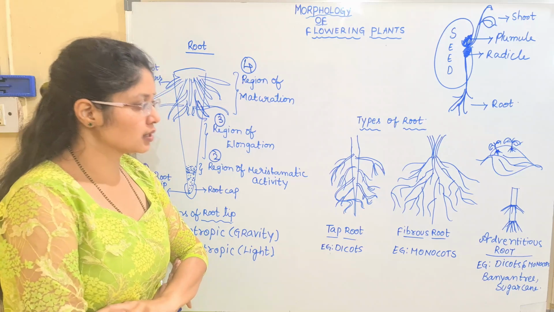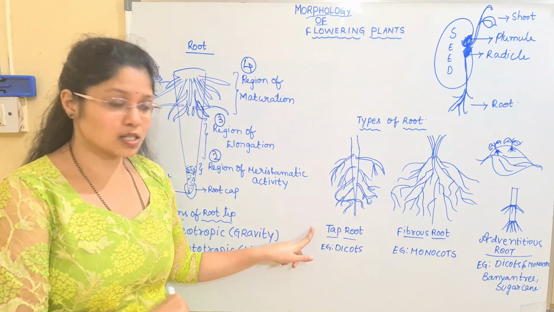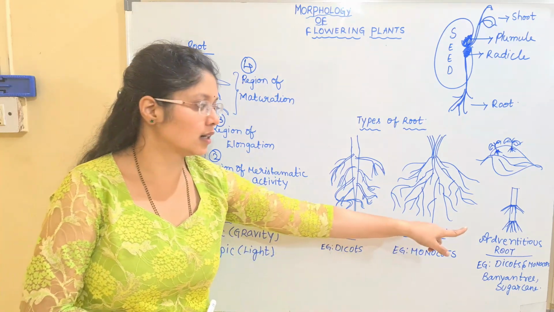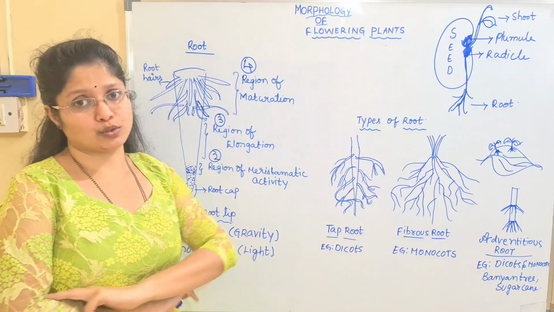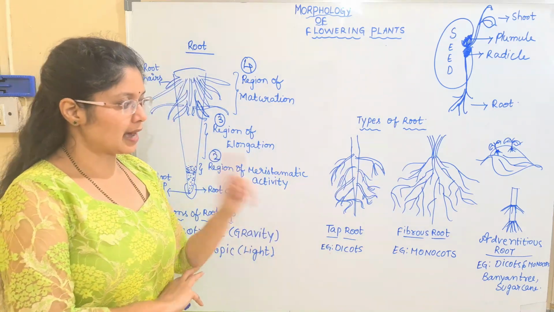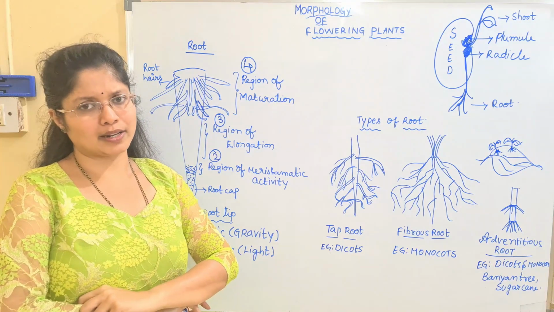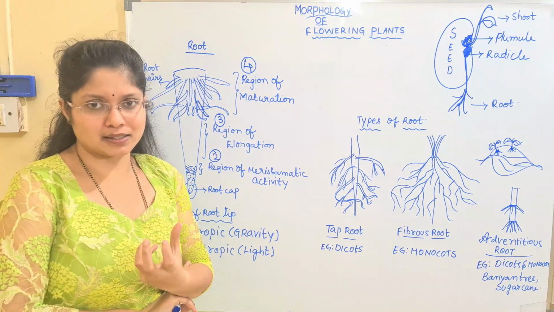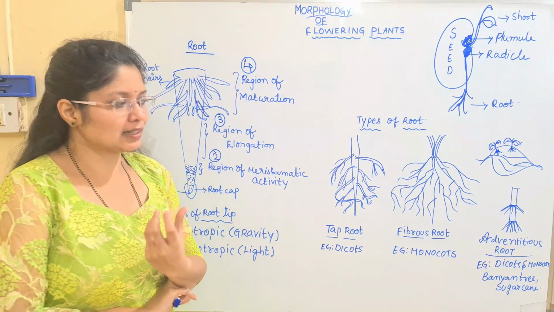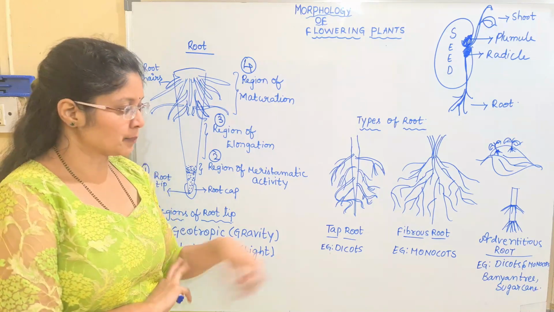What are the 3 types of root system? We have tap roots, fibrous roots, and the third one is the adventitious root. What is taproot? Taproot is mainly based upon its morphology, how this is present. Mainly based upon that, the categorization is given.